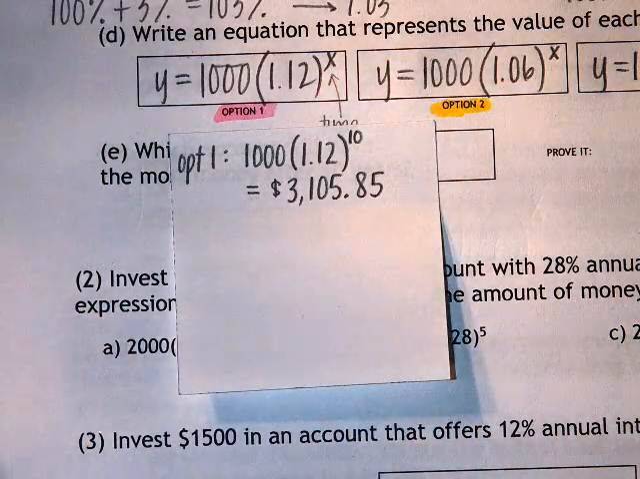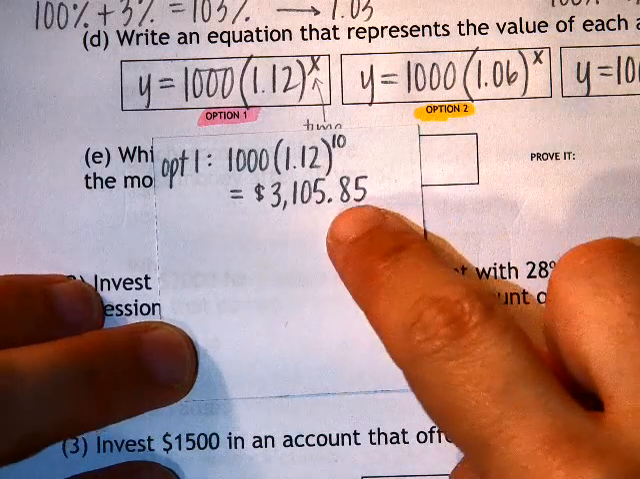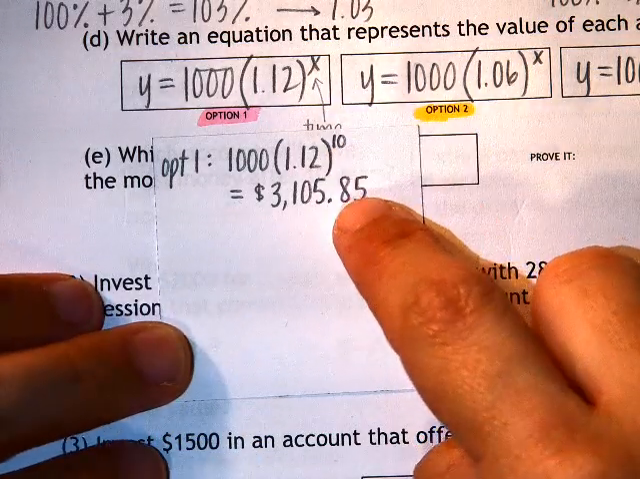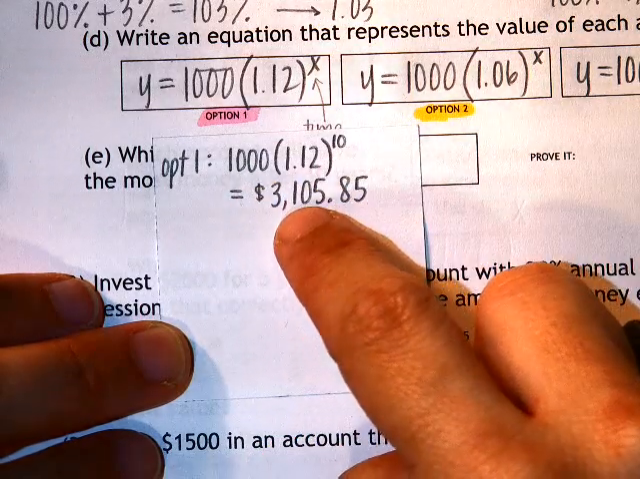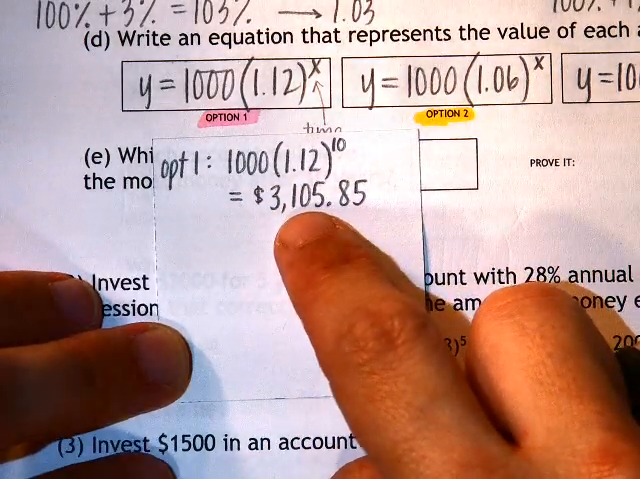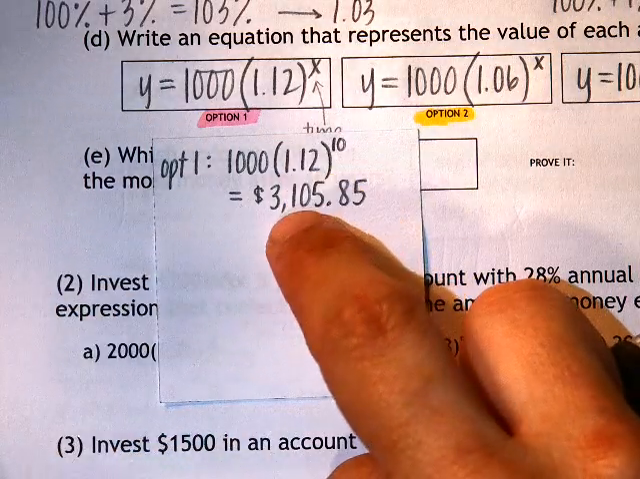Now we can do that for all of the options to compare them and see which one is the best. This obviously looks like a great deal. I put $1,000 in the bank and now I'm up to $3,100 in the bank. I've like tripled my money and that sounds like a pretty sweet deal. That's the nice thing about investments.